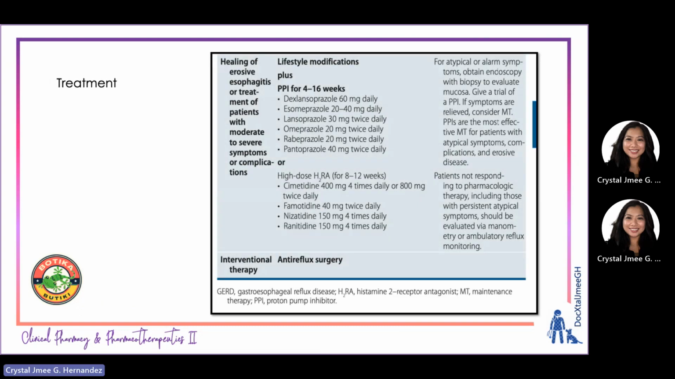Now, for healing of erosive esophagitis and other complications, it would require a certain range of treatment with the PPI or H2RA, which is roughly around 4 to 16 weeks. And of course, if necessary, interventional anti-reflux surgery may be recommended by the doctor.